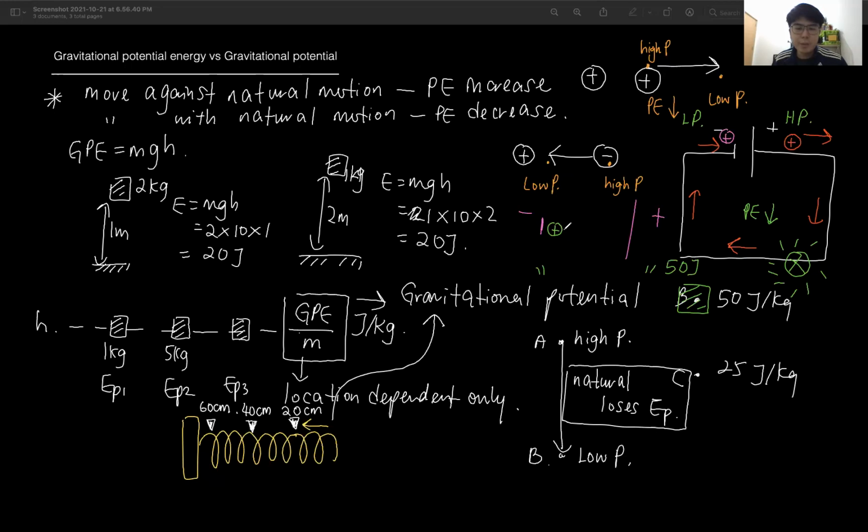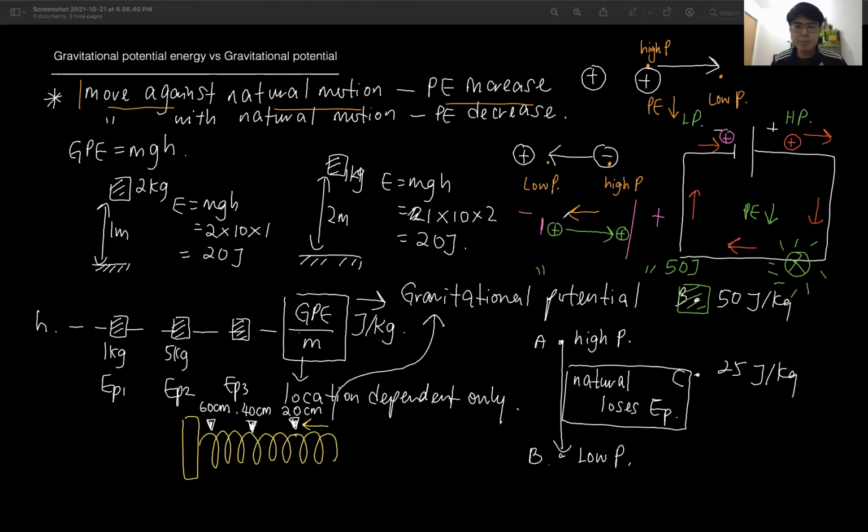What happened when you push the charge towards the positive plate? You see, what is the natural motion? Positive should be repelled by positive, right? So natural motion should be to the left. You push the charge to the right, that means you're going against natural motion. What happened? Point number one, move against natural motion, PE increases.